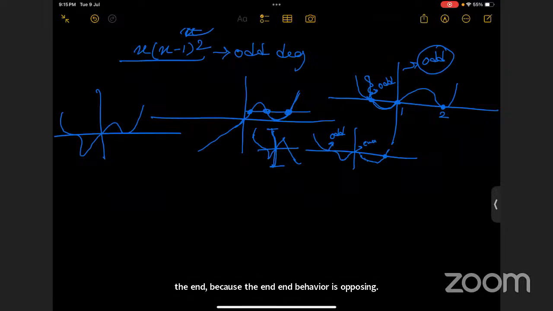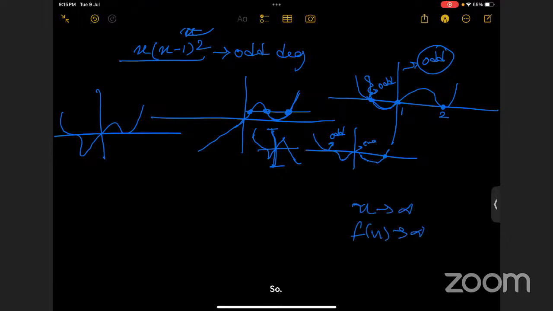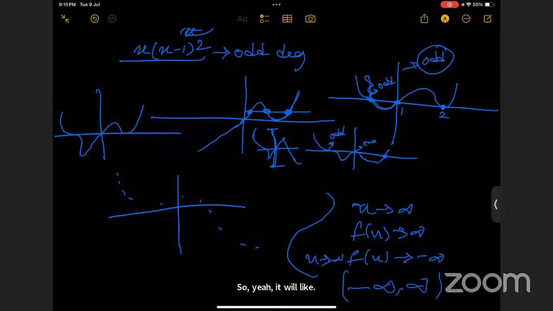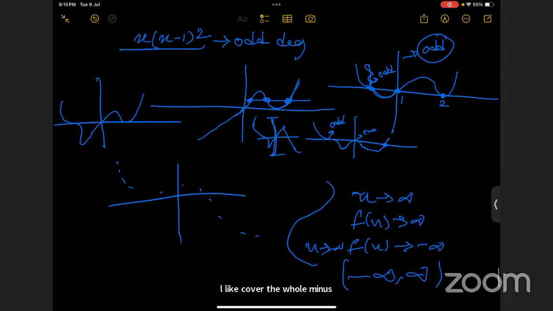For every point, as x tends to infinity, f of x will tend to infinity, and as x tends to minus infinity, f of x will tend to minus infinity. So it will always be something like that, and it will cover the whole real line. Yes, you are correct.